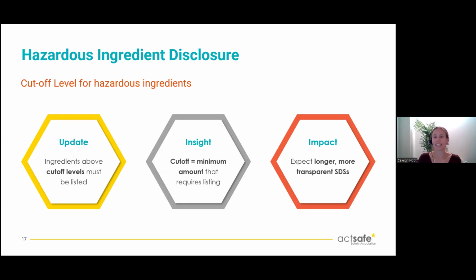So this will result in your SDSs being a little bit longer, but at the end of the day, they'll be more transparent, which is always helpful. We can expect to see that ingredients list, maybe not exponentially longer, but adding a few more ingredients into it, and we'll get that transparency for that product, which makes it safer for us to use at the end of the day.